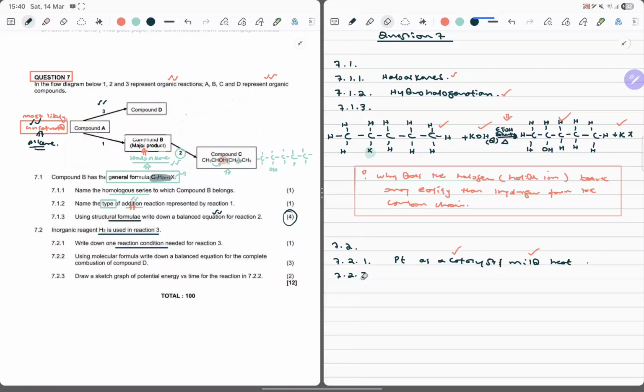7.2.2. It says now, using molecular formulae, but it should be formula, it was just one formula. Write down a balanced equation for the complete combustion of compound D.